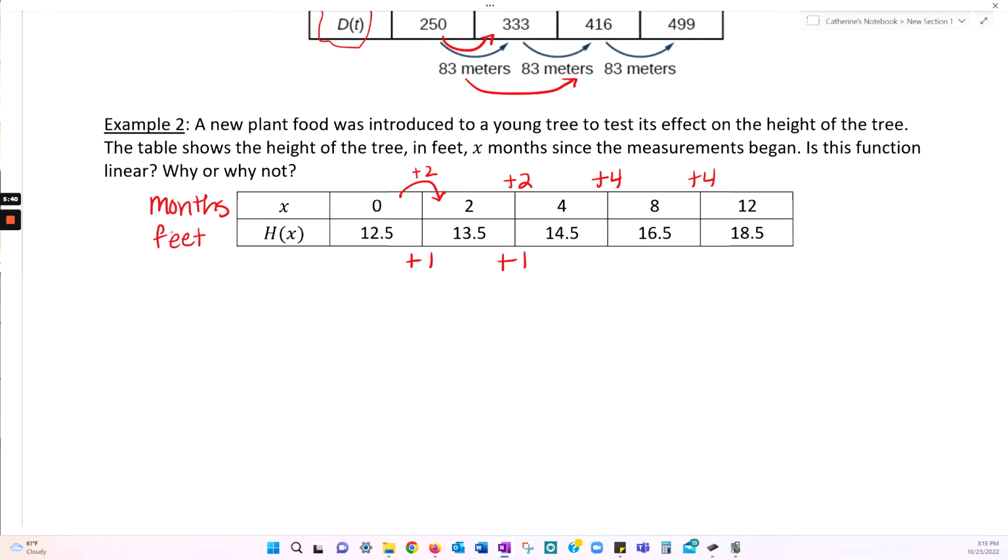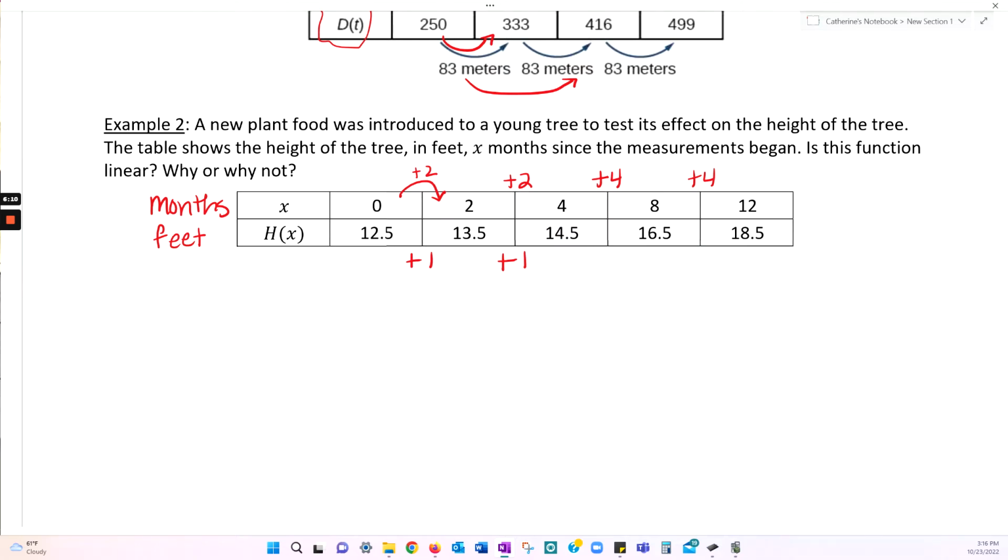So like if this had been 13.5 and this guy had been something like, I don't know, 16, I'll make it easier, 16.5, so that in the first 2 months, the tree grew 1 foot, and in the second 2 months, it grew, what would that be, 3 feet. Is that right? Yeah. That's not linear, right? It doesn't have a constant rate of change, constant growth rate. So that's not what we have, though.